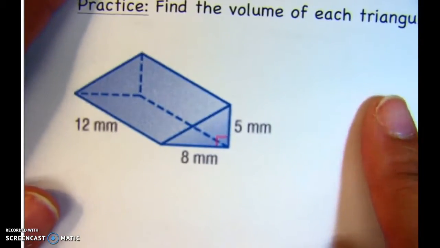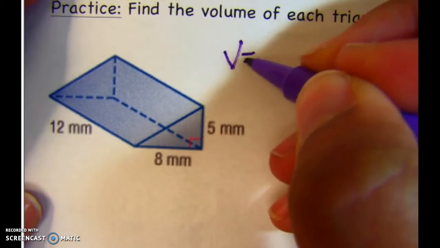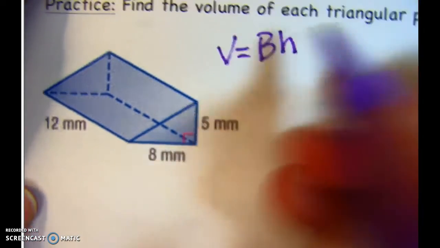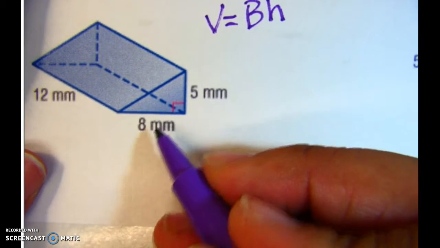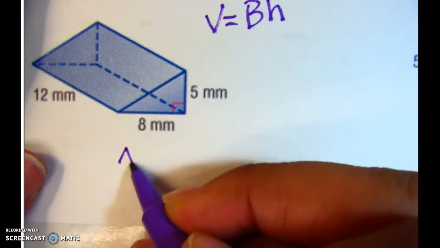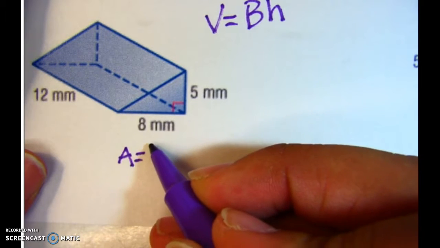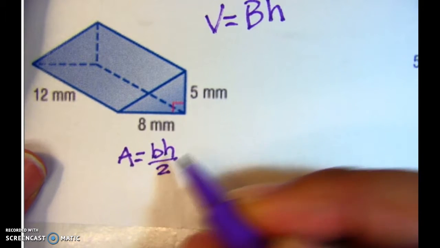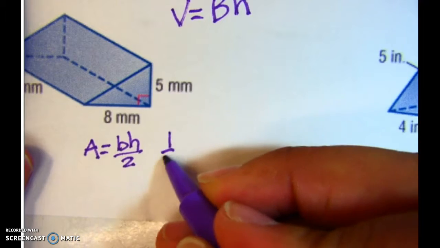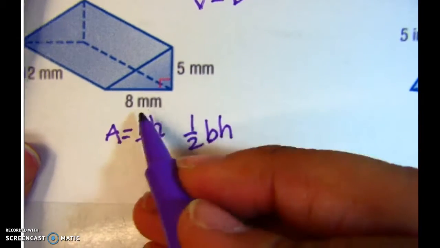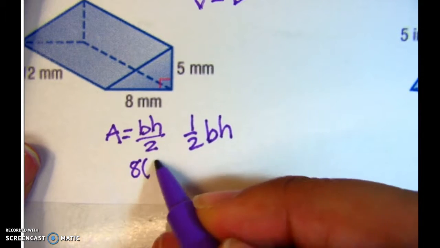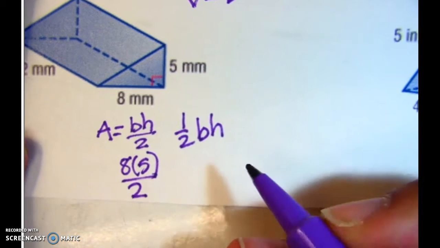Okay, let's try this one. Using the same formula, I need the area of the base times the height of the prism. The base is a triangle. So to find the area of this, I need to use the formula how to find the area of the triangle, which is base times height divided by 2. Or sometimes you'll see it written half of base times height. It's the same thing. So I'm going to do 8 times 5 and divide by 2.